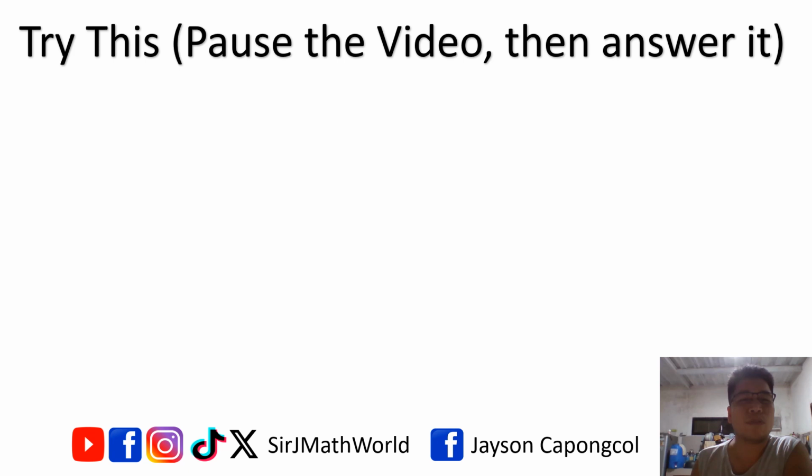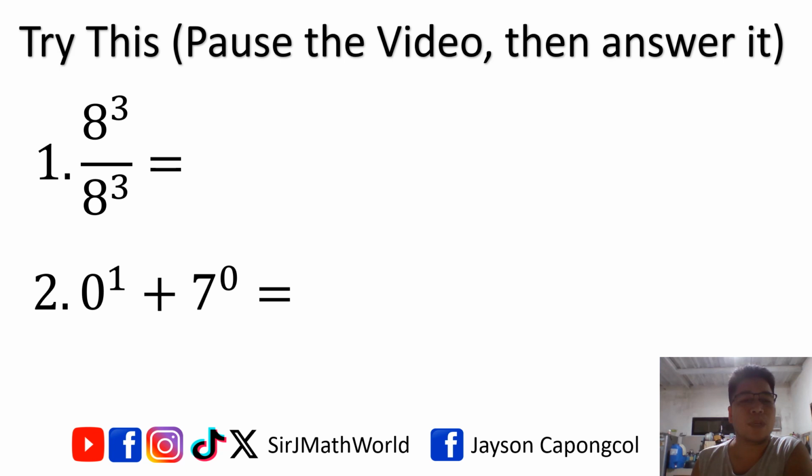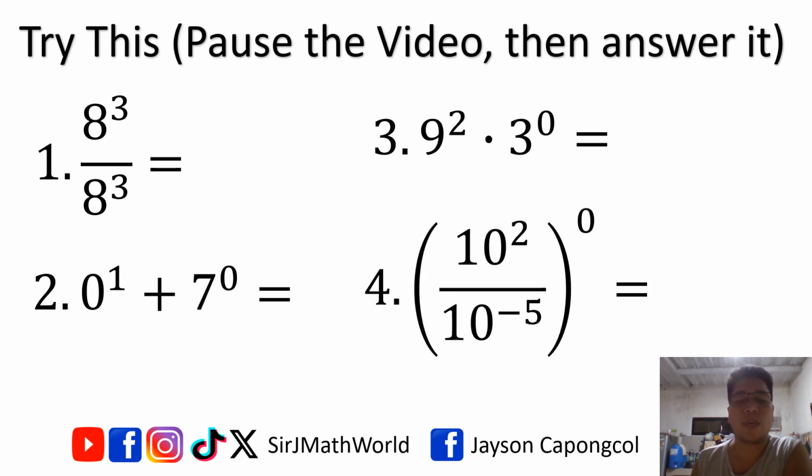Okay, so try this. You have to pause the video, then answer it. Then after answering it, you may now play again the video. So this will be the number 1: a to the cube over a to the cube. Number 2 is 0 raised to 1 plus 7 raised to 0. For number 3 is 9 squared times 3 squared. And for number 4, we have the quantity of 10 squared over 10 to the negative 5 raised to 0. It's better to pause the video then answer it first. Then on the later part, I will show the answer.